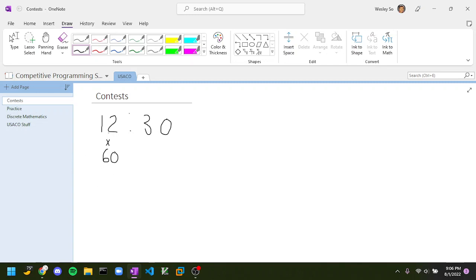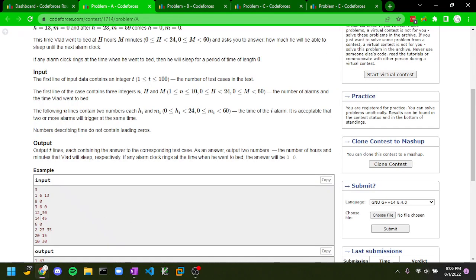So 12 hours would be 12 times 60, which would be 720, I believe. And you just add the normal 30 minutes. That's all you do. And that equals 750. So that's the first step. You convert all of these into solely minutes. And then next, we take each of these and subtract this with this.